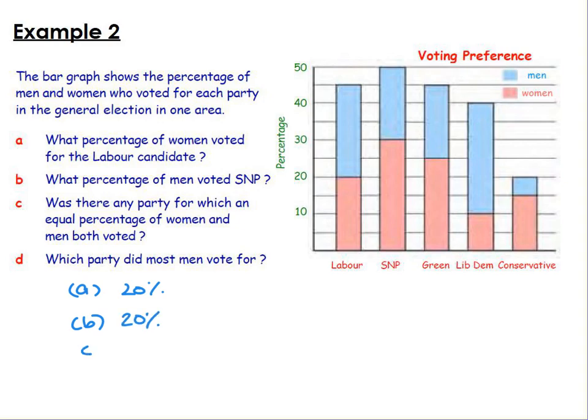Part C. Was there any party for which an equal percentage of women and men both voted? Well, let me write the percentages on. So for Labour, we've got 20. And that bar goes up to 45. So that's going to be 25. SNP is 30 and 20%. Green, 25% and 20%. Lib Dem, 10% and 30%. And Conservative is 15% and 5%. So part C, no, there wasn't.